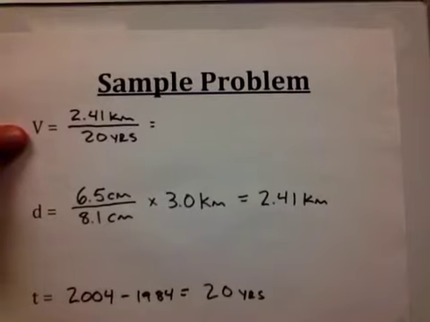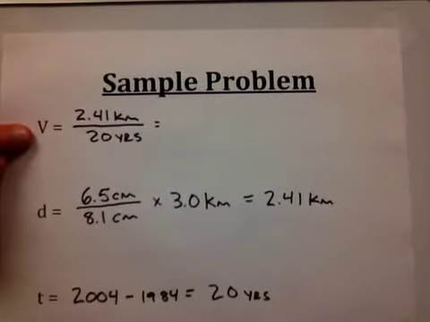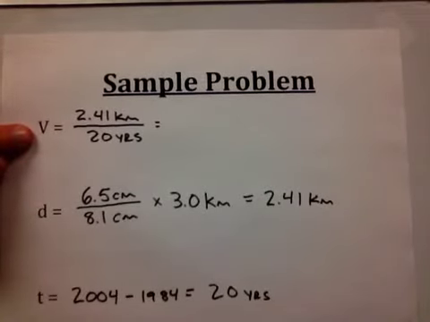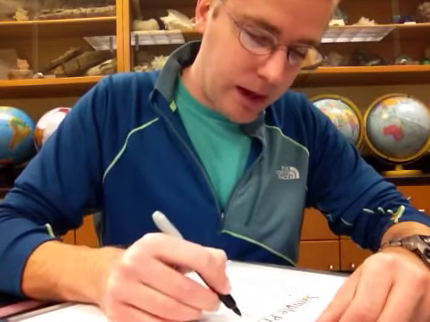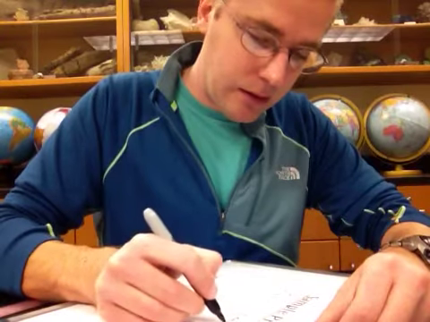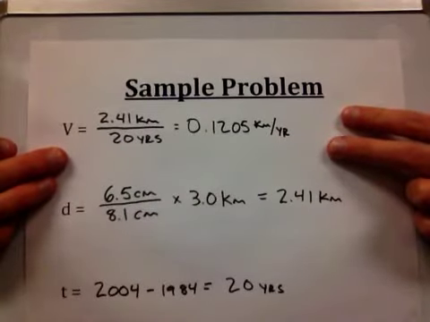So now we have done all the steps necessary to calculate the rate that the shoreline has receded. So in our calculator we take 2.41 divided by 20, and we find that the shoreline has receded at a rate of 0.1205 kilometers per year.